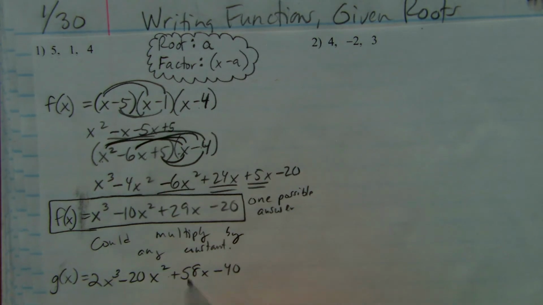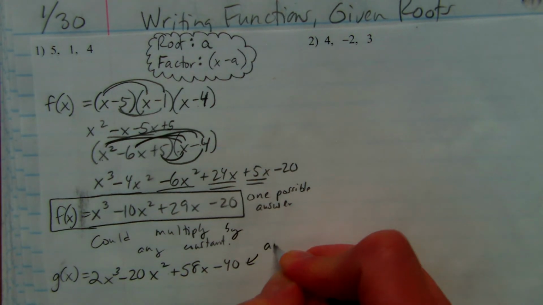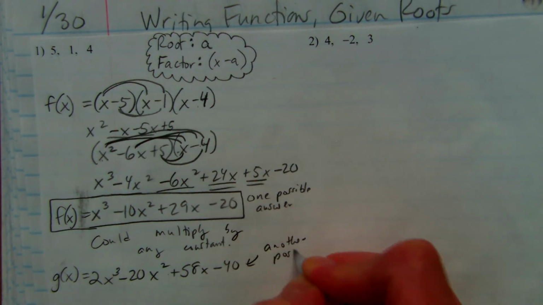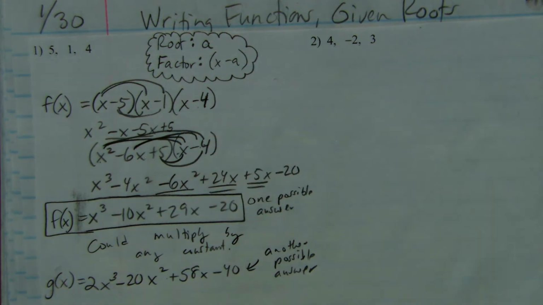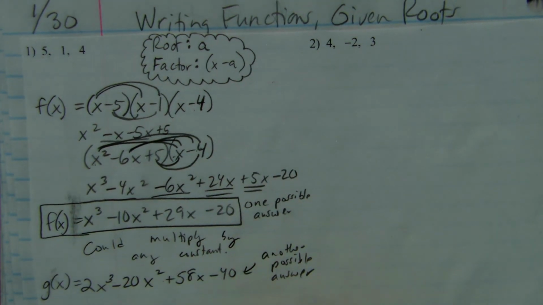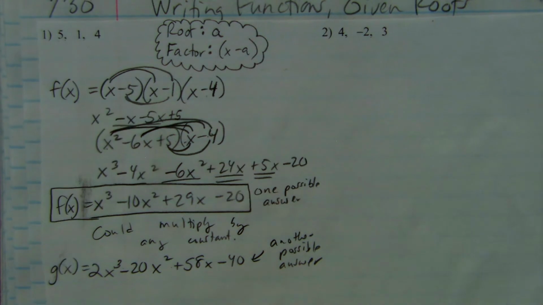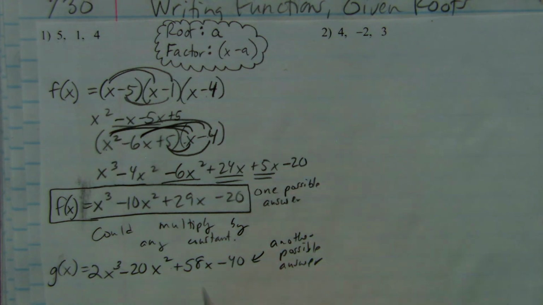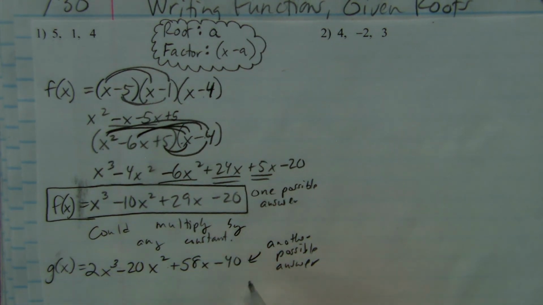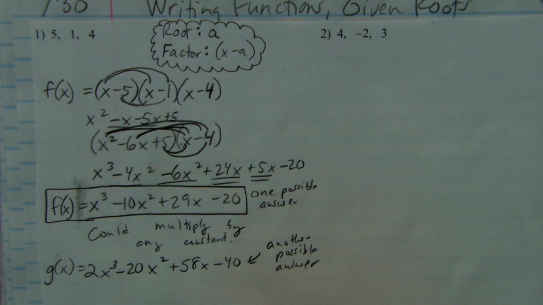And what's the point of that? Another possible answer. Yeah. What's the point of anything? So in general, this just makes the function steeper. All of the peaks and valleys are a little bit steeper, but it's still crossing the x-axis in the same places.